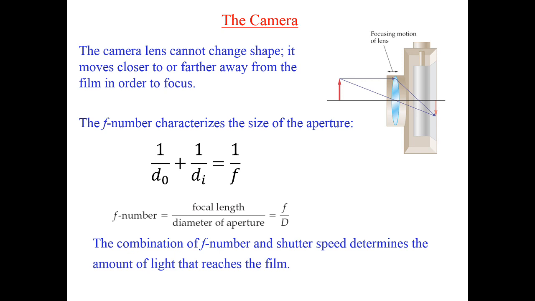And the distance to the object is the distance from whatever we're taking a picture of to the lens. The distance to the image is the distance from the lens to the sensor, and the focal length is whatever the focal length of your camera is.